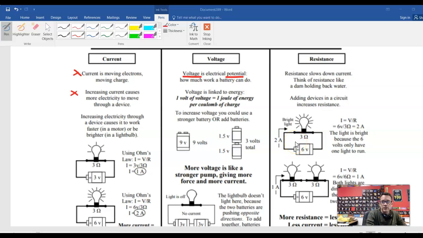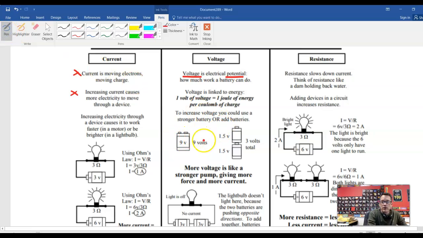And sometimes it can be described as just a potential difference from one side of the battery to the other, or from one side of an electrical outlet to the other. So the greater the voltage, the more potential energy there is. There are some definitions that relate to joules and those types of things. So again, if we want more voltage, we need to add more batteries, or we need a stronger battery.